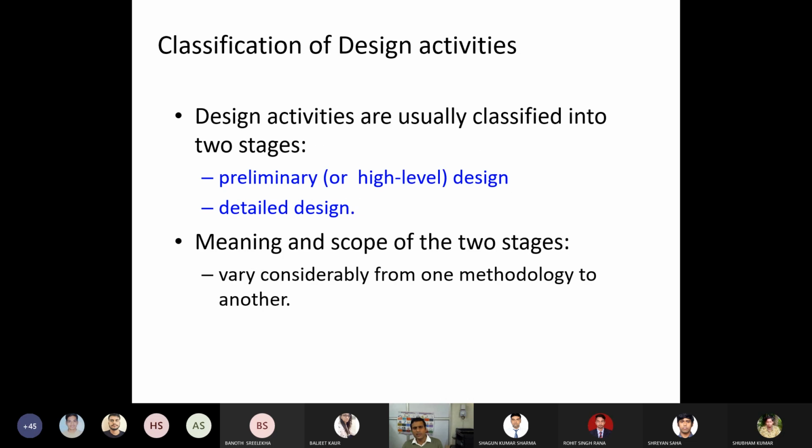These design activities are usually classified in two stages: high level design, that is the preliminary design, and detailed design. You can understand now that each and every activity can fall into these two stages. We have already discussed high level design as well as detailed design, so again we are reiterating them. Now you can see the meaning and scope of the two stages vary considerably from one method to the other.